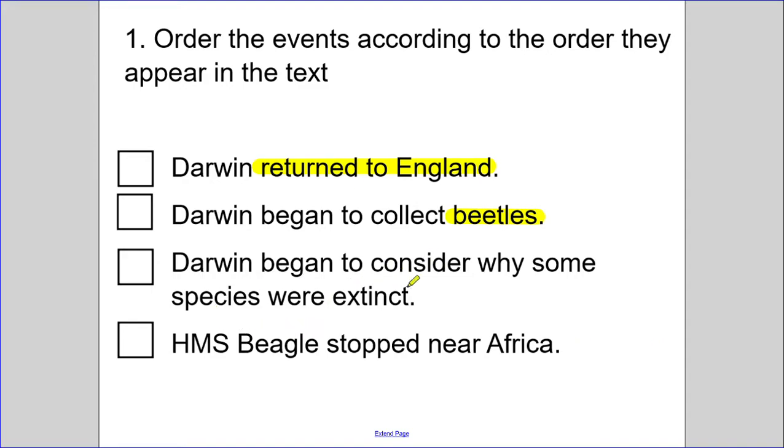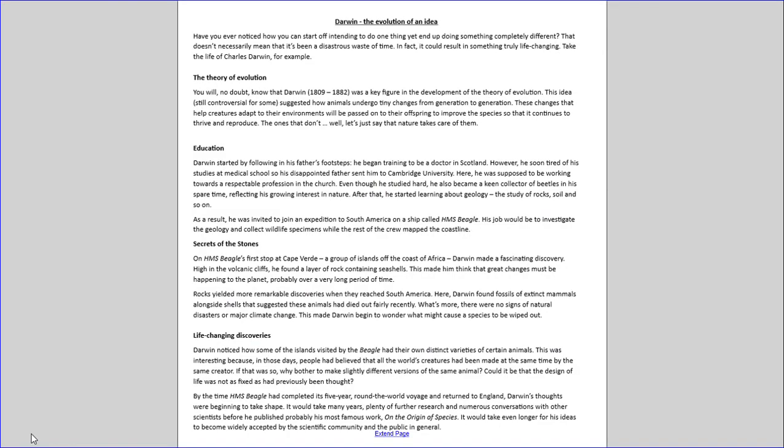So I'm going to put that he was considering why some species were extinct. And the HMS Beagle stopped near Africa. I'm going to highlight HMS Beagle there because it's not Darwin anymore. And it stopped near Africa. So now I need to go through and find those 4 things in the text. Again, it will be tiny on your screen, but you can find them in your own text.